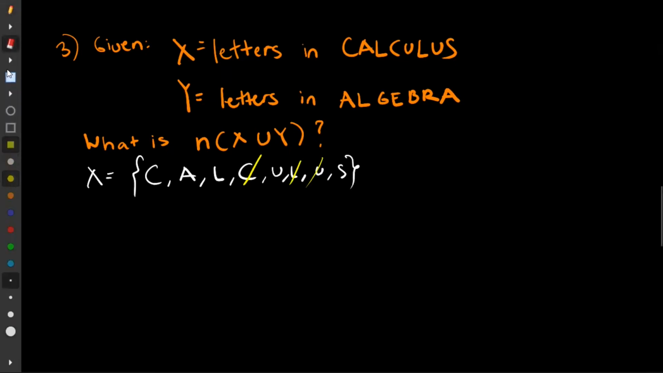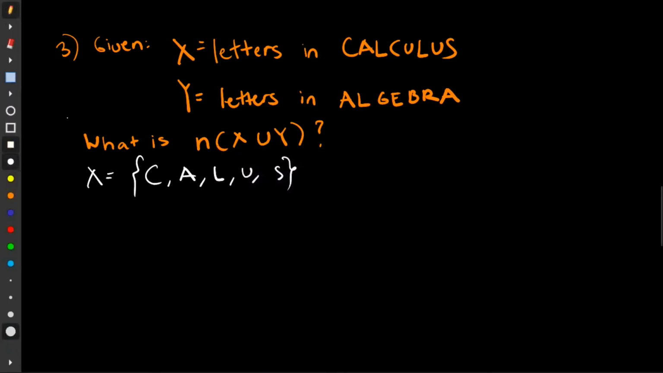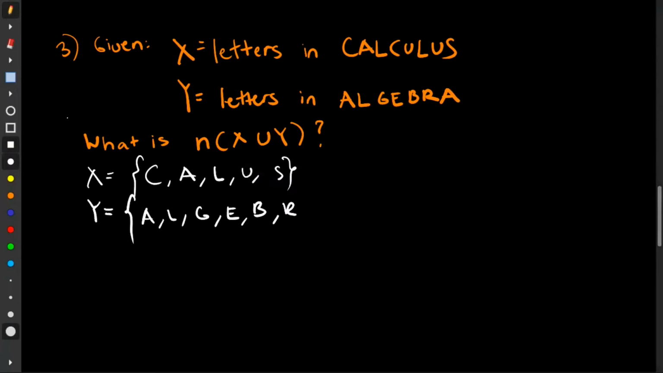So removing that will give us this set out here. So this is the set X. For the set Y, we have A, L, G, E, B, R. And we won't repeat A, since A is present here.